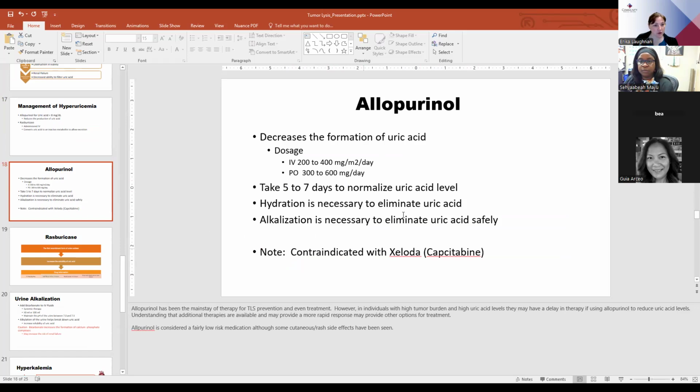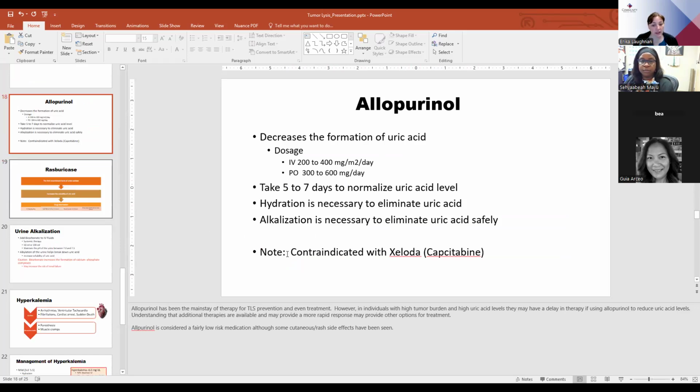Allopurinol, this is like the standard dosing that you would see ahead of time and then continued on. This does have a contraindication for it, so please point out that contraindication when you are talking about that slide.